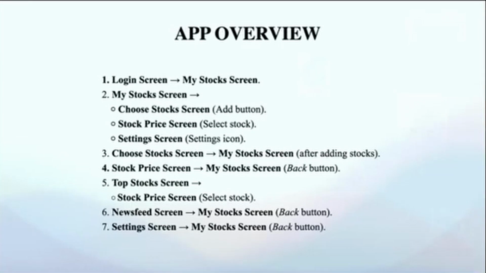So, the app overview. Initially we have the login screen, and after we log in with our credentials, we can move on to the stock screen. From there we can choose the My Stocks screen, the price screen, and the settings screen. In the My Stocks screen, we can add stocks. Later, from My Stocks, you can go to the stock price page and look into the news feed, and you can also go to the settings screen to update.